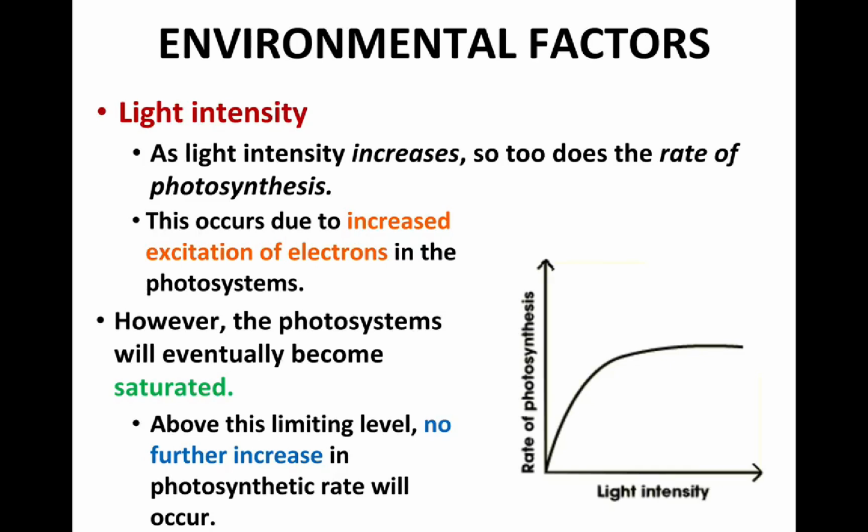But light intensity, as it increases, we'd expect to see a correlation in terms of the rate of photosynthesis. We'd expect to see an increase in the rate of photosynthesis. And this really occurs due to an increased excitation of the electrons in the photosystems. So with more light comes more wavelengths. With more wavelengths of light comes an increase in the amount of electrons that are being excited in the photosystems.